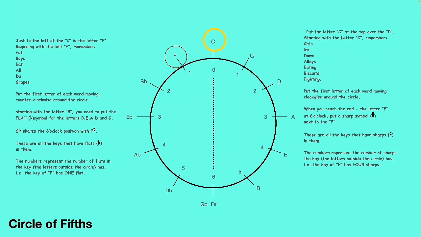Now, starting with the letter C at the top, going clockwise 1 to 6, remember that cats go down alleys eating biscuits, fighting. The first letter of each one of those words gives the letters that go on the outside of the circle clockwise. When you reach the end, the letter F has a sharp in front of it. It's F sharp. F sharp and G flat share the same number 6 at the bottom. So the keys on the right are all the keys that have sharps in their key signatures, and the numbers inside the circle represent the number of sharps those keys have.